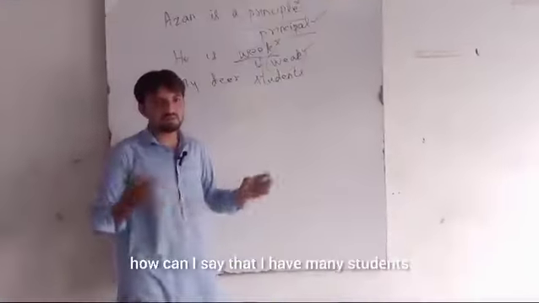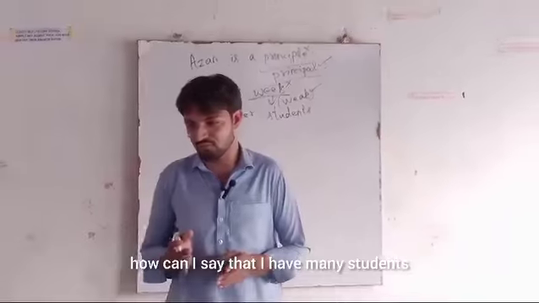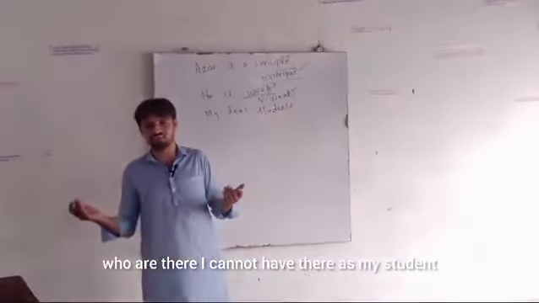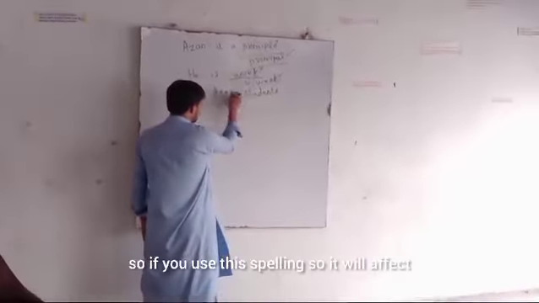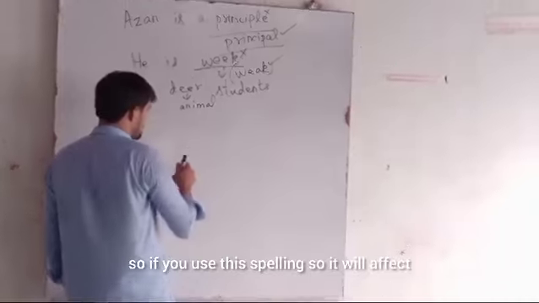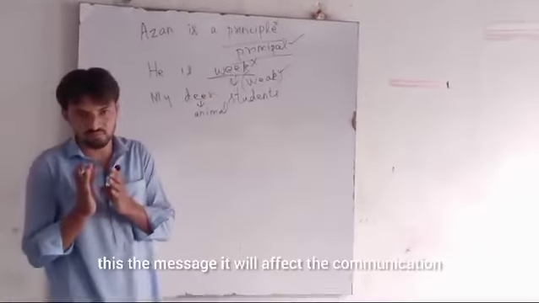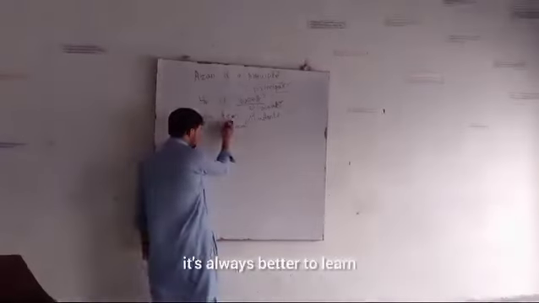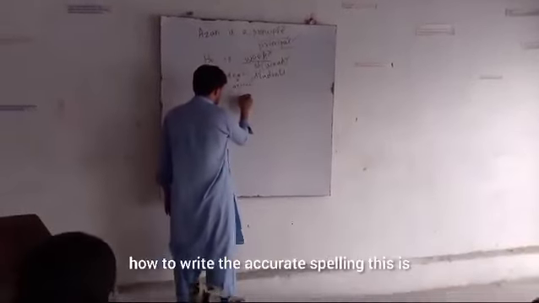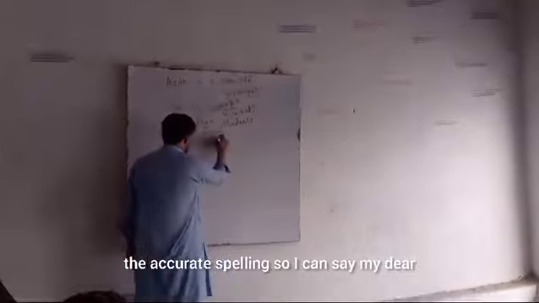So dear. How can I say that I have many students who are dear? I cannot have dear as my student. This is wrong. Okay. Because deer is an animal. So if you use this spelling, it will affect the message. It will affect the communication. It's always better to learn how to write the accurate spelling. This is the accurate spelling. So I can say, my dear student, this is wrong.